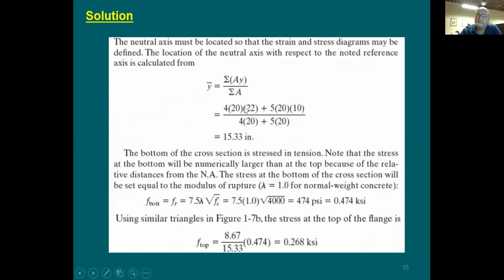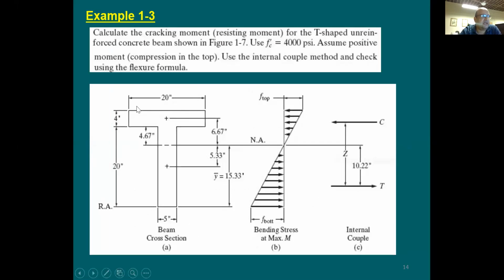First, I'm looking for the location of the neutral axis, the centroid. How do you do this? Here's the equation. You take the moment about some axis: the summation of A times Y divided by the summation of A. What does it mean by that? It means that I have two sections. This is going to be A1, let's say, and this is going to be A2.